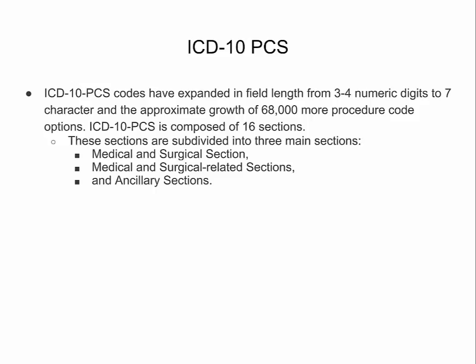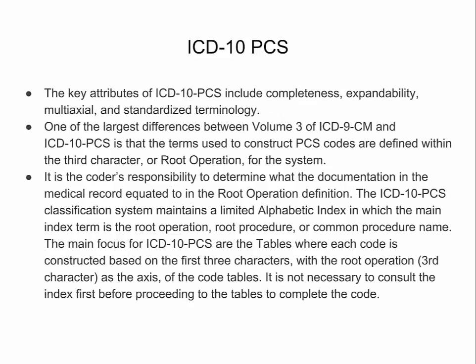ICD-10-PCS is composed of 16 sections. These sections are subdivided into 3 main sections: medical and surgical, related sections, and ancillary sections. The key attributes of ICD-10-PCS include completeness, expandability, multi-axial, and standardized terminology.